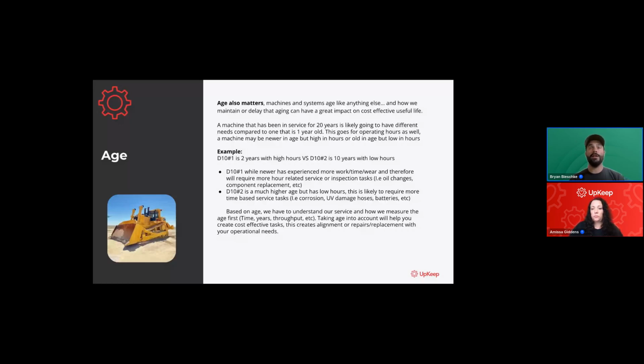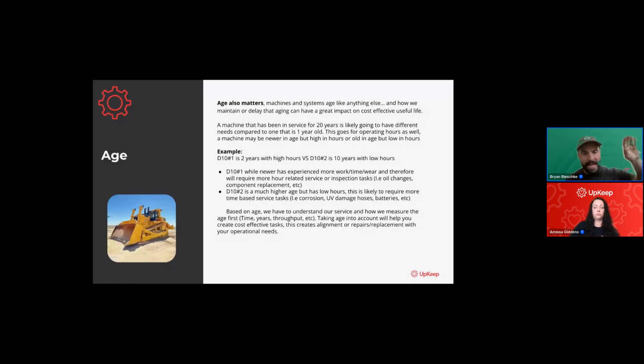And then detail number 2, higher age but lower hours. We're going to be looking at time-based service tasks that address corrosion, UV damage, batteries, a multitude of things from machines sitting and not being used, whether it's water and humidity accumulation in gearboxes, or humidity effects on motor windings and exposed metal, right? So this is an example of looking at those things.